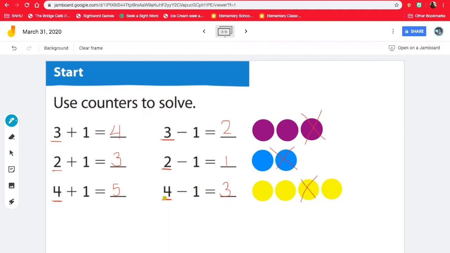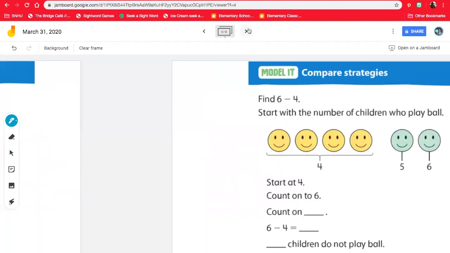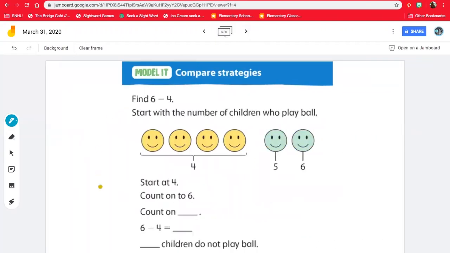And for this answer, 4 take away 1, we counted the counters. We counted on. So we took away our 1 from 4, and then we counted to see the answer. We counted on 1, 2, 3. So counting on can help us find the answer to a problem. Let's look at it a little more deeply. It says find 6, take away 4. So we're going to start with the number of children who play ball.